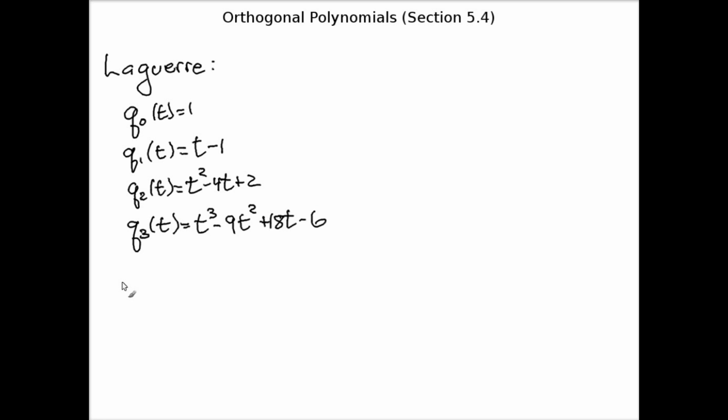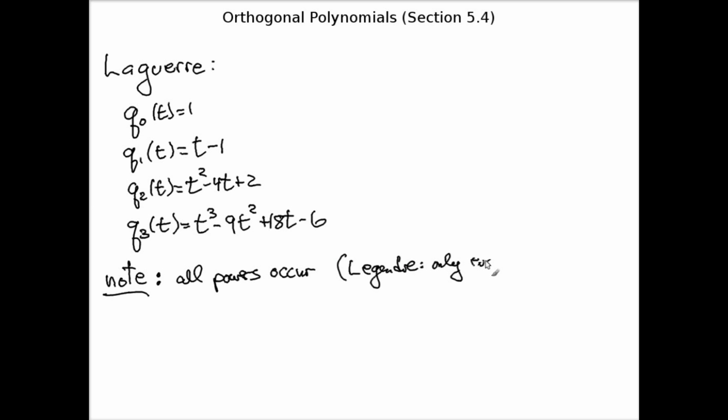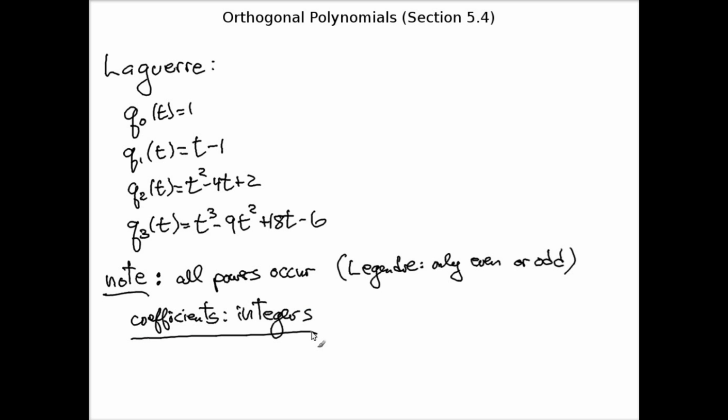So notice a couple of differences with the Legendre polynomials. So one is that all powers occur. Remember, in the Legendre polynomials, only even or odd powers occurred in a given polynomial. And also notice that the coefficients, unlike the Legendre polynomials, are integers, which is kind of nice. So I think that's a good place to stop. There's a little bit more in this section, but I'm going to skip it.